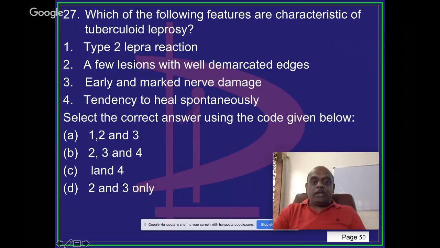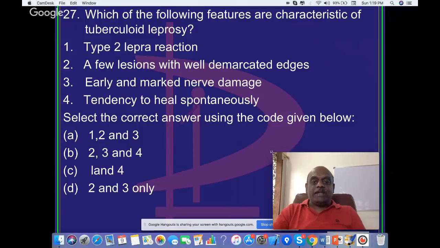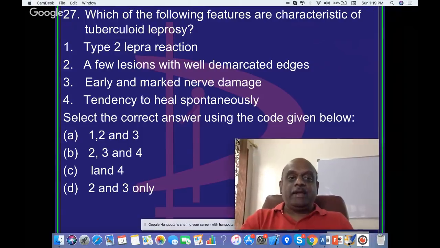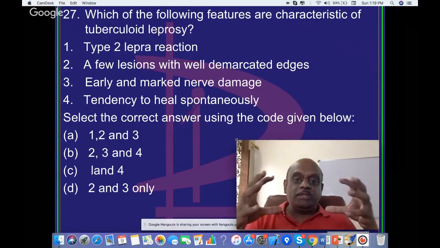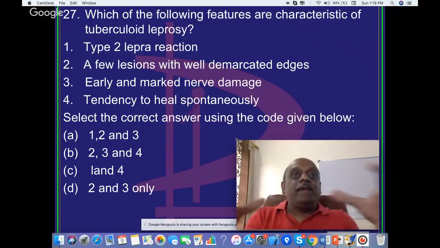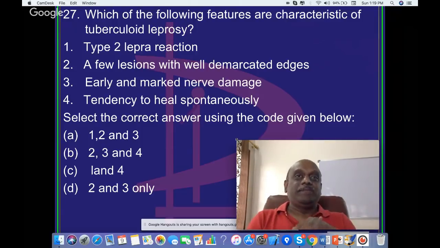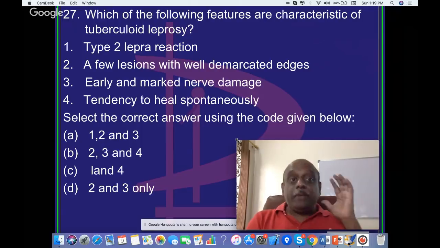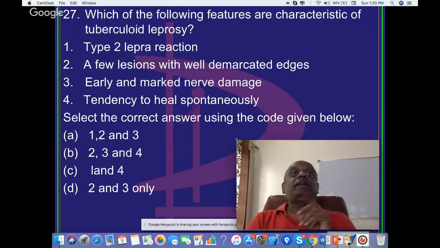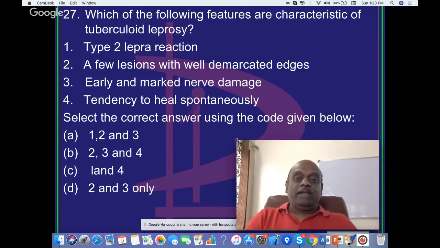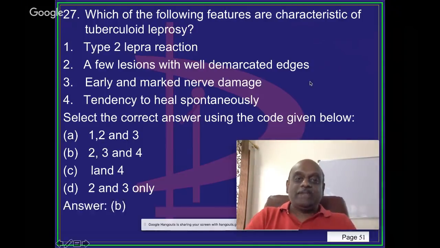Typically, in tuberculoid leprosy, characteristically, there are few lesions with very well demarcated edges. There is marked nerve damage. They tend to heal quite spontaneously. But in lepromatous leprosy, type 2 lepra reaction is more common, not in tuberculoid. That is what you have to basically understand.